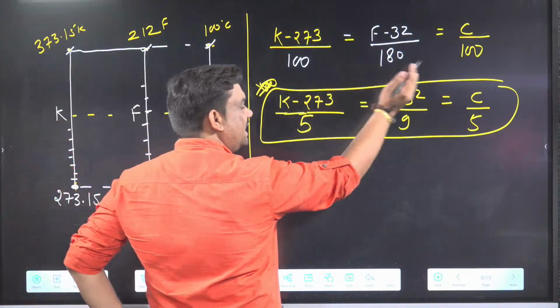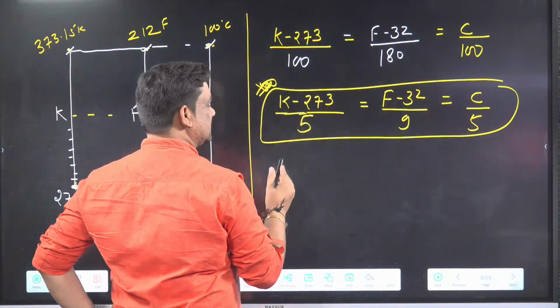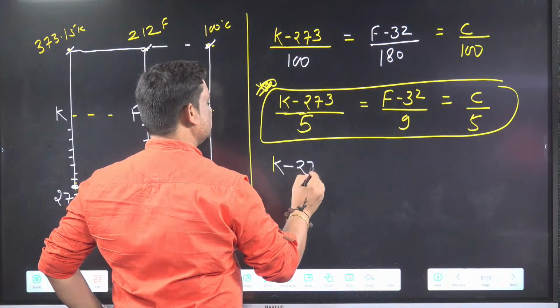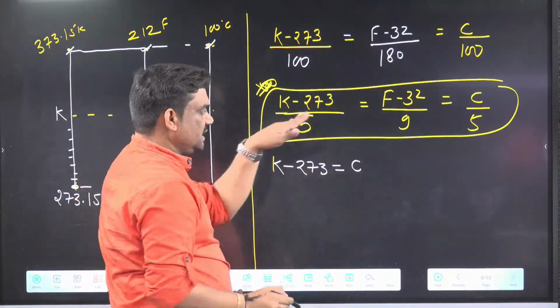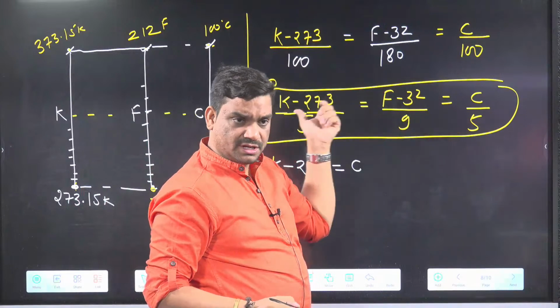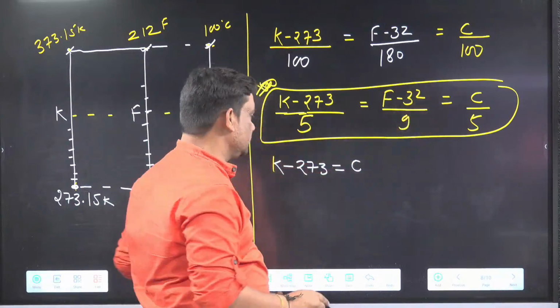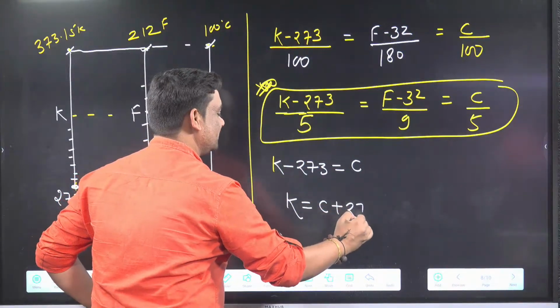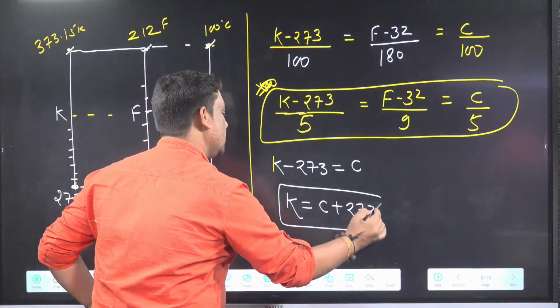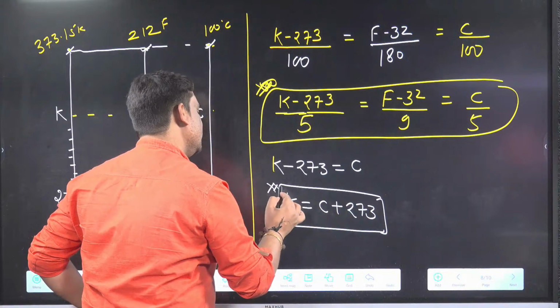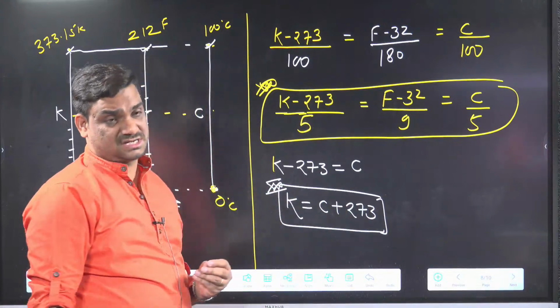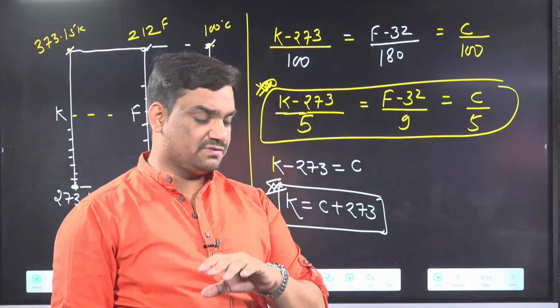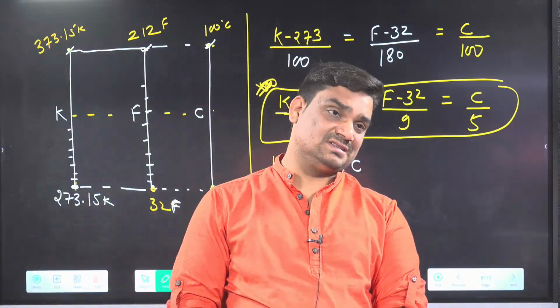If I say Kelvin and Celsius both, then 5 will be cancelled. Yes, sir, K minus 273 will be equal to what? See, 5 I can cancel. So K minus 273 equals C. This one everyone knows also. Sir, this will be C plus 273. So Kelvin is always equal to C plus 273. You have to keep this in your mind, because most of the time in physics we are going to put values in Kelvin or degree Celsius.